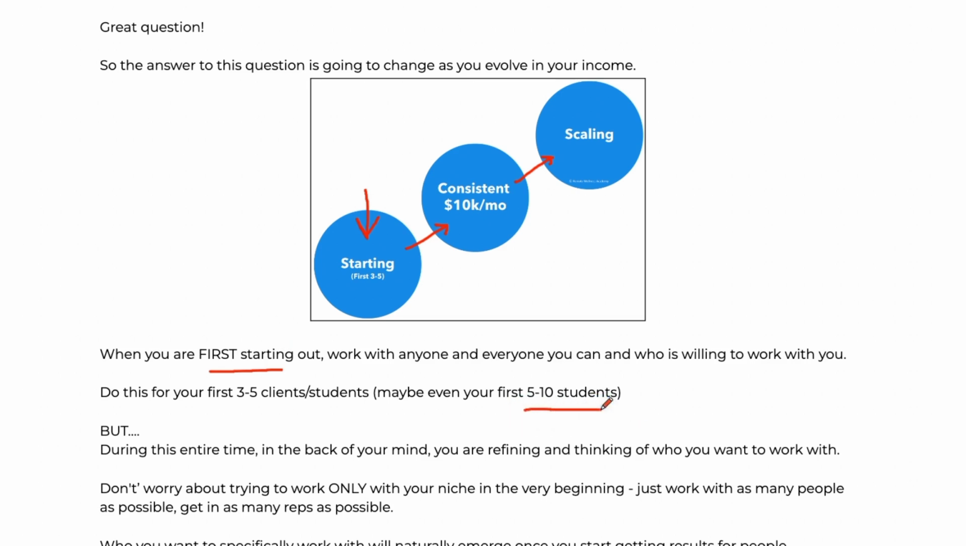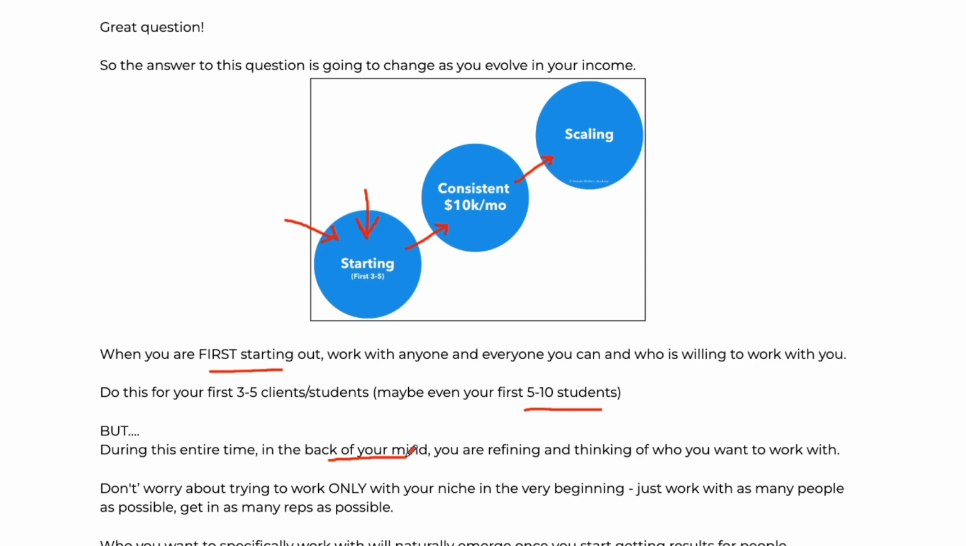However, what you're going to be doing during this time that you are just starting out is that in the back of your mind, you're starting to refine and think and collect data around the people that you want to actually work with long term, okay? Now, the big thing that you want to know is that you don't want to worry about trying to work with only that specific niche in the beginning, because the biggest thing that's going to be difficult for you as a beginner is getting that momentum going.